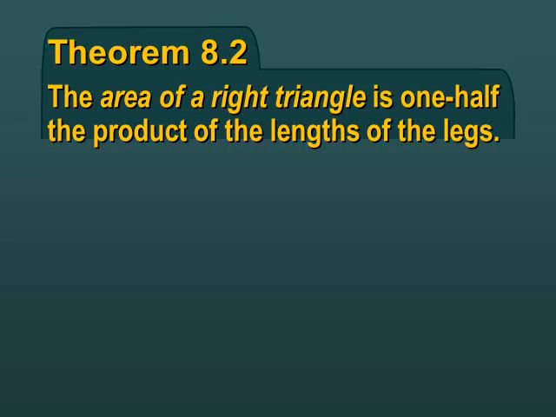Okay, so in this section we are going to talk about how to find the area of other polygons. So far we already know how to find the area of a square, which is s squared, or side squared. We also know how to find the area of a rectangle, which is base times height. So now we're going to talk about the area of a right triangle. It's 1/2 the product of the lengths of the legs.